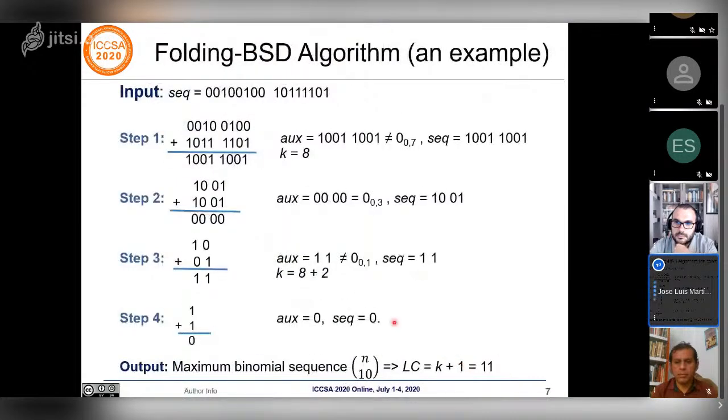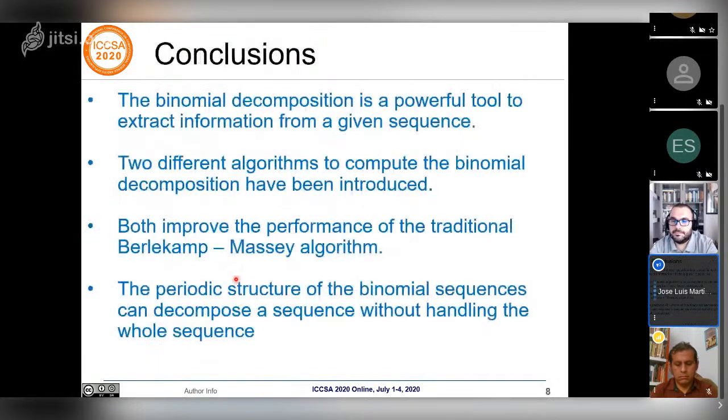But with this algorithm, we can see how the length of the sequence we are processing is reduced by half in every step, which didn't happen with the basic BSD algorithm, which only reduced the length by a few bits. So as a conclusion, we could see the importance, the relevance of the binomial decomposition as a powerful tool to extract information from given sequences.